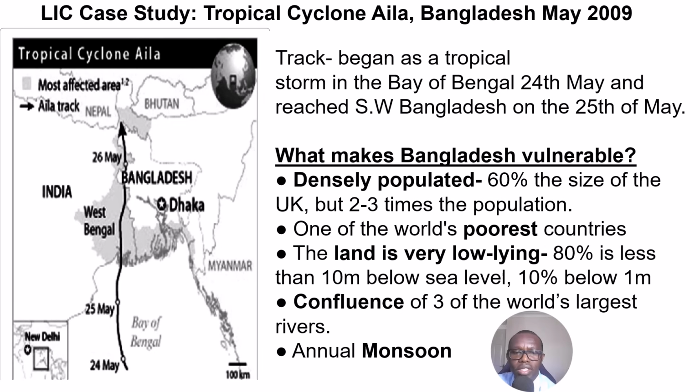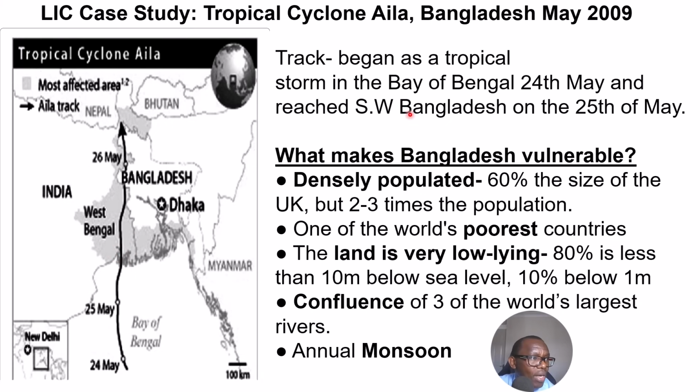Okay, so case studies. The first case study for tropical storms is going to be of an LIC country. So low income country, and that is Bangladesh, and its tropical cyclone Aila that happened in May 2009. Now this first map here shows the track. It tracks a storm, so it shows the path of this particular storm, and you can see that it began on the Bay of Bengal on the 24th of May and reached West Bengal, so western part of Bangladesh, on the 25th of May, and kept on moving up almost towards, as far as Nepal and Bhutan up here. So that was the path of the storm.